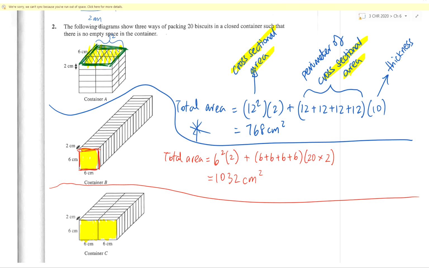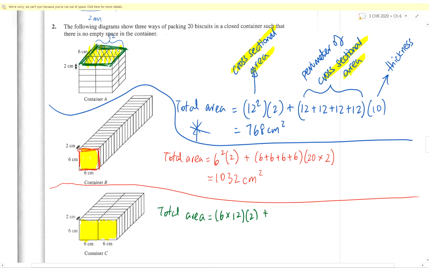So in the part C, container C, total area, same thing, we need the cross-sectional area. Okay, we have already highlighted it. The cross-sectional area, this time it is not a square, it is a rectangle. It is 6 times, this distance over here is 12. 6 times 12. So there is no square over here. There isn't a 6 square or 12 square. It is just 6 times 12. That is the area of this rectangle. But there are 2 of them. 1 in front and 1 behind.